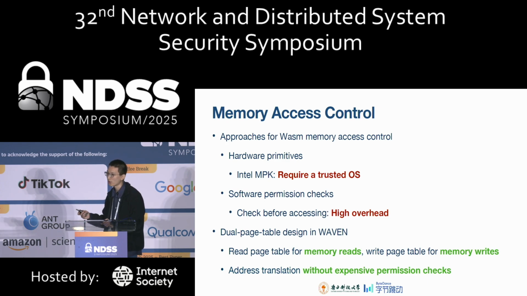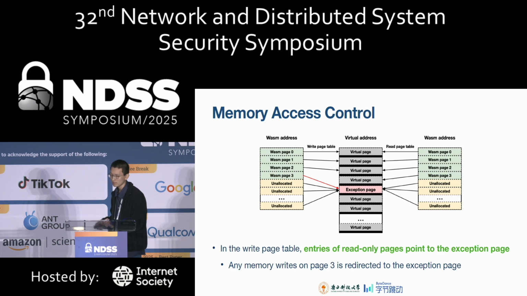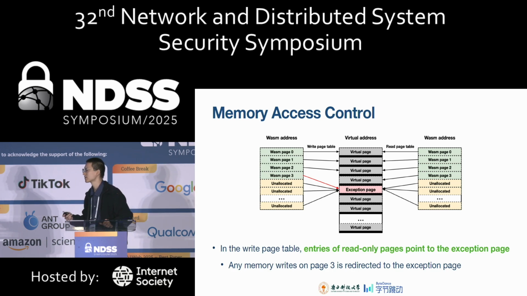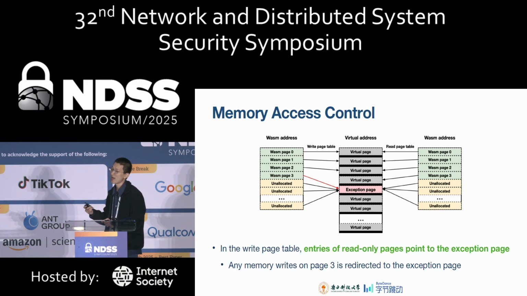MPK requires a trusted OS, and software permission checks are very slow. So we propose a dual page table design in WAVEN: one page table for memory reads, another page table for memory writes. With this design, any unauthorized memory writes will be redirected to the exception page. For example, in here, page 3 is read-only for this module.